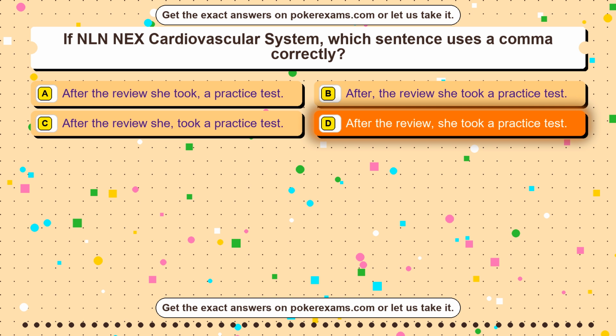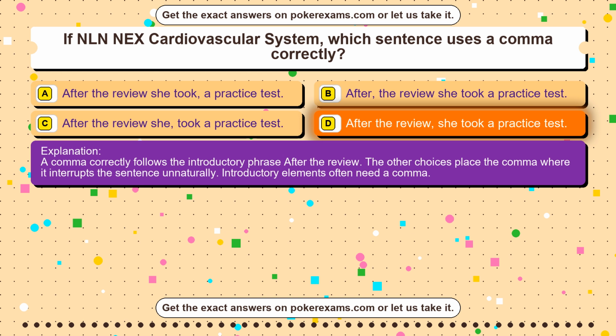After the review, she took a practice test. The least common denominator of thirds and fourths is 12. 7 is a sum, not a common multiple, and 6 is not divisible by 4. 24 works but is not the lowest.